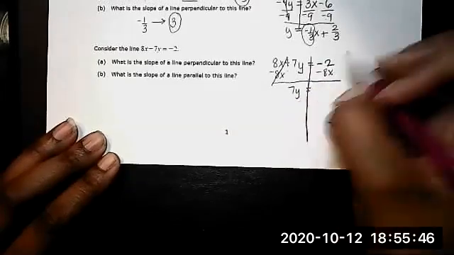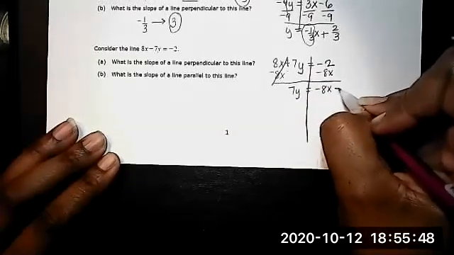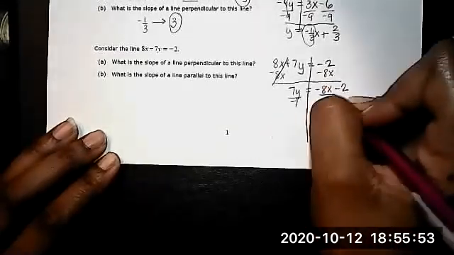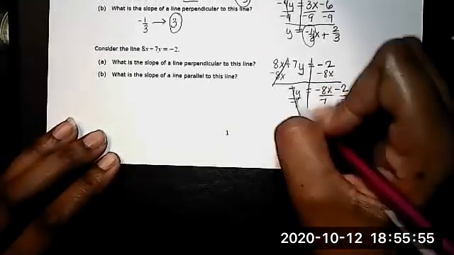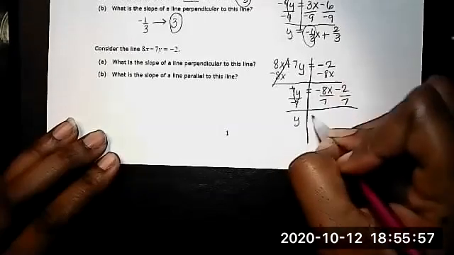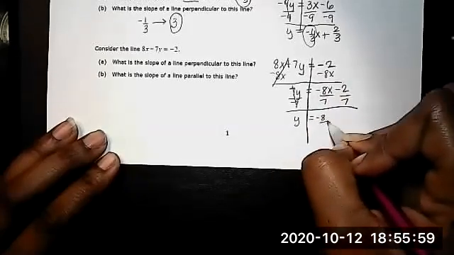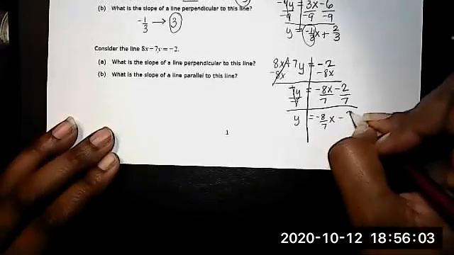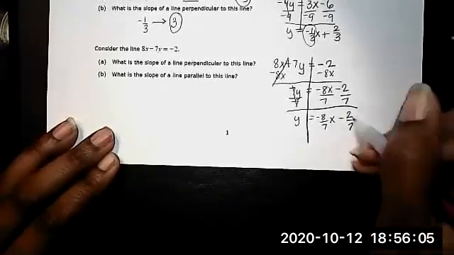7y equals -8x minus 2. And we're getting y by itself. Divide everything by 7. This becomes y equals -8 over 7x. You can't simplify that. Same thing here, minus 2 over 7. Can't simplify that.